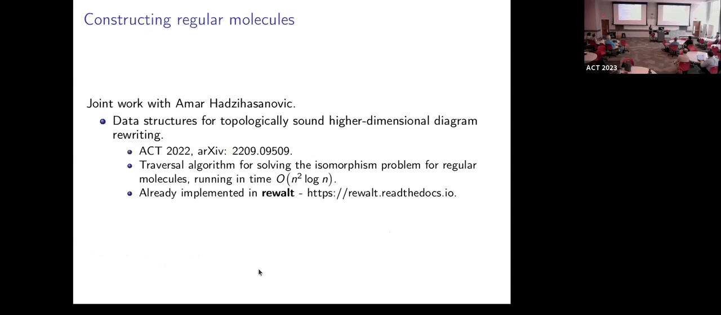Okay, so I said that we are interested in the computational aspects of higher rewriting. Last year, we studied the algorithms and data structures for constructing regular molecules. And one of our most important results was the traversal algorithm for solving the isomorphism problem for regular molecules, which runs in time O(n squared log n), where n in this case is the size of the Hasse diagram representation, including both vertices and edges.